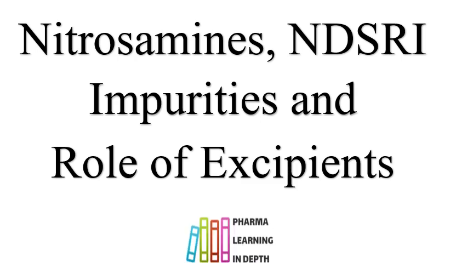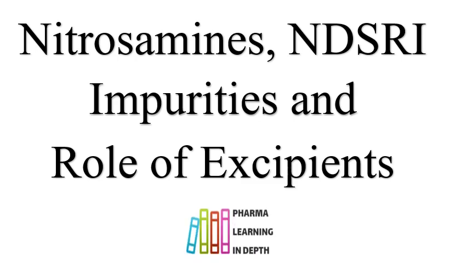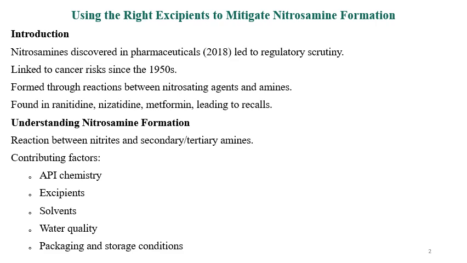Nitrosamine impurities are impurities which have very stringent limits. These are potent and are considered carcinogenic and mutagenic impurities. They are of two types mainly: small nitrosamine impurities and nitrosamine drug substance related impurities, which have structural similarity with the drug substance. Various ways are there to mitigate nitrosamine impurity formation in the drug product, and one of them is the use of the right excipients.